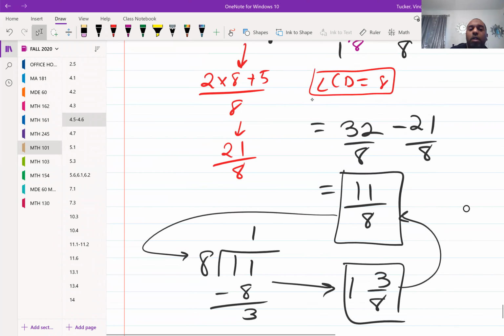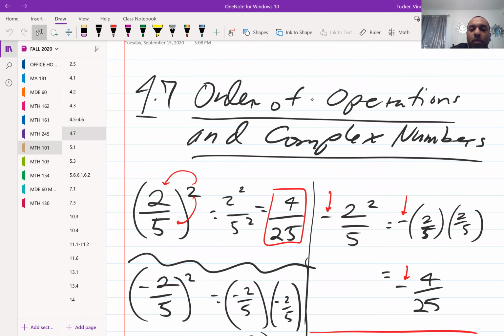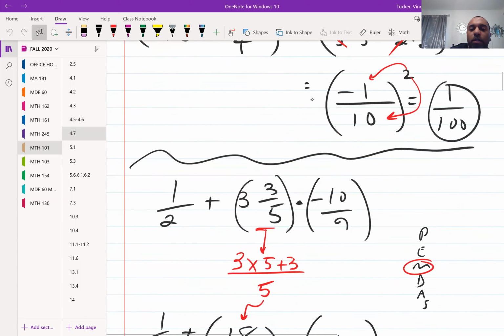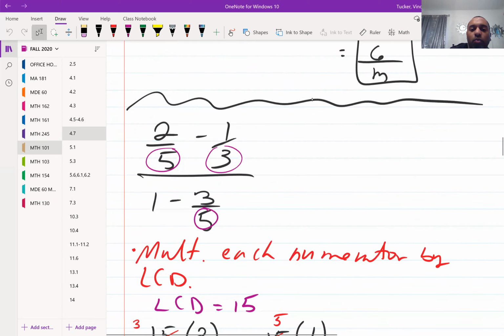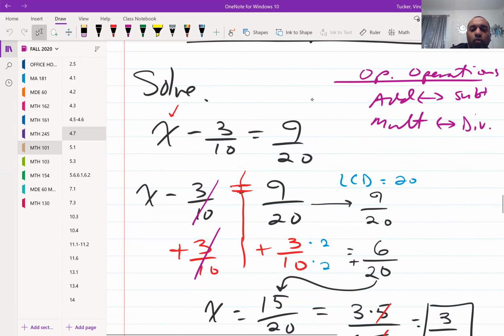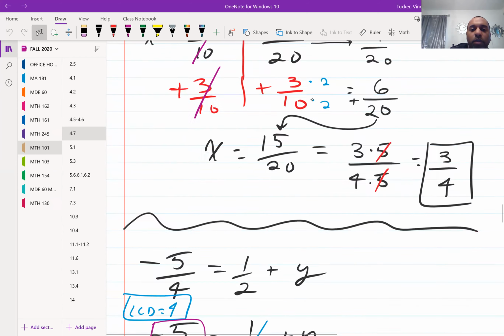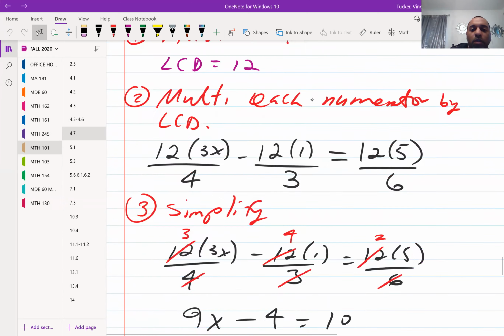All right. Questions on any of that? Questions on any of that before we look at the next section? That's what that section is on. All right. 4.7. Let's see how long this section is. 4.8, solving equations, fractions.